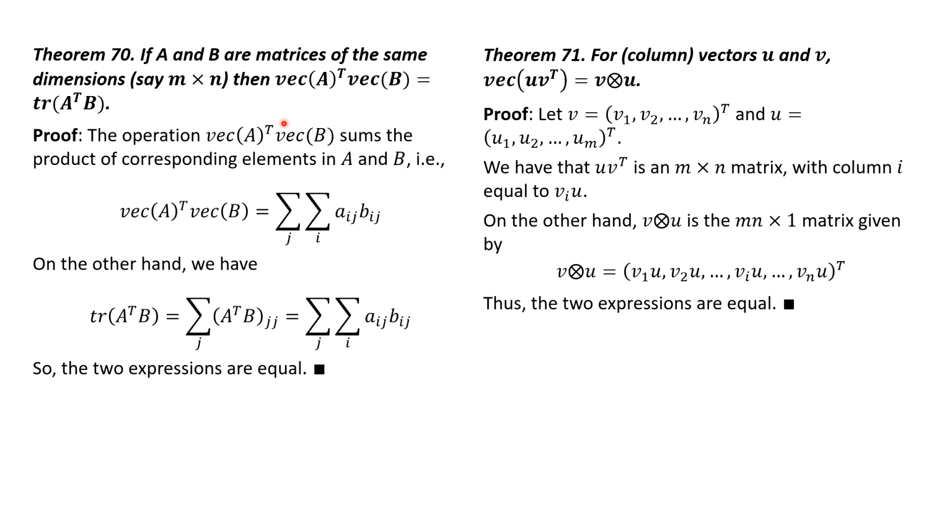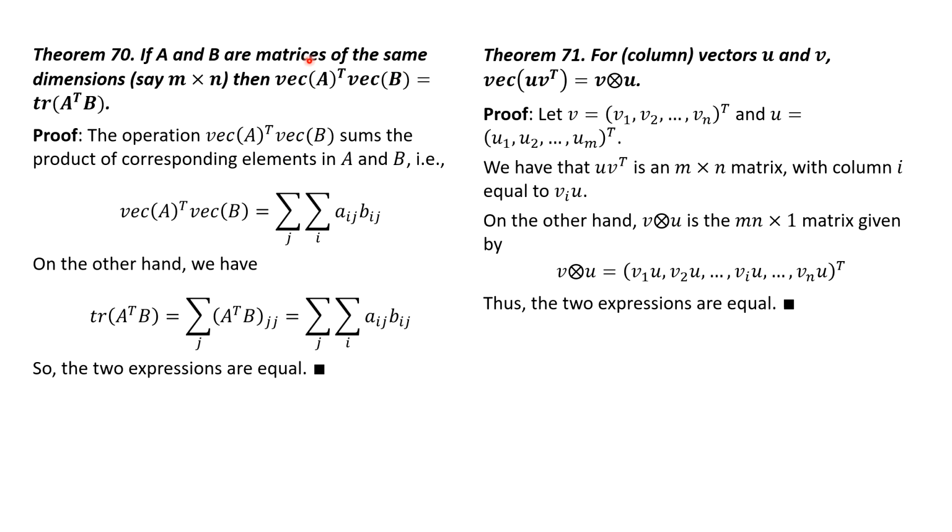We have a couple theorems on this slide relating the Vec operation, the trace operation, and the Kronecker product. The first one relates the Vec operation and the trace. So we have two matrices A and B of the same dimension, m by n, and the theorem says that the transpose of vec A times vec B equals the trace of A transpose B.